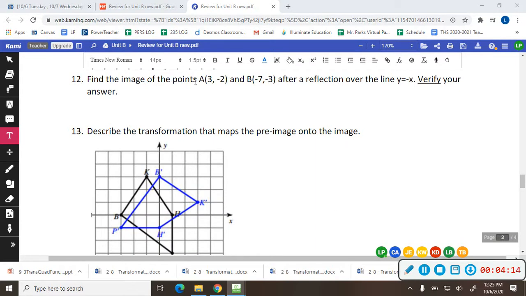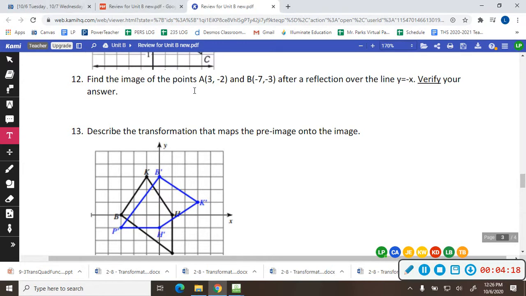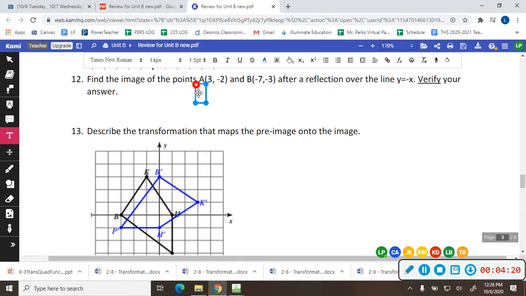Find the image of the points A and B after reflection over the line y equals negative x. I'm going to write down the rule, and the rule says if you go y equals negative x, this is what you do. You switch the x and the y and you negate them. That is the rule for y equals negative x.